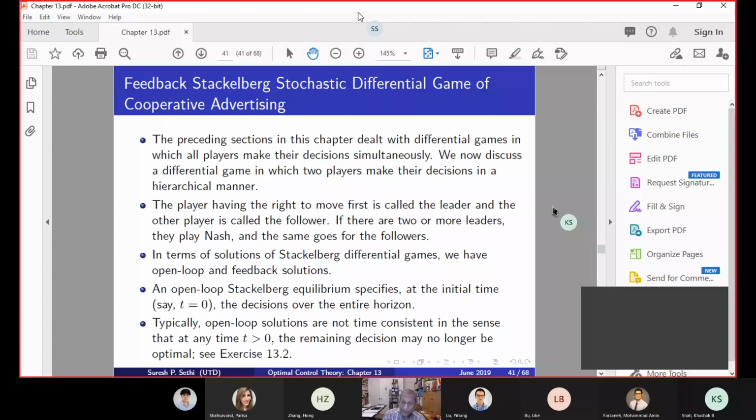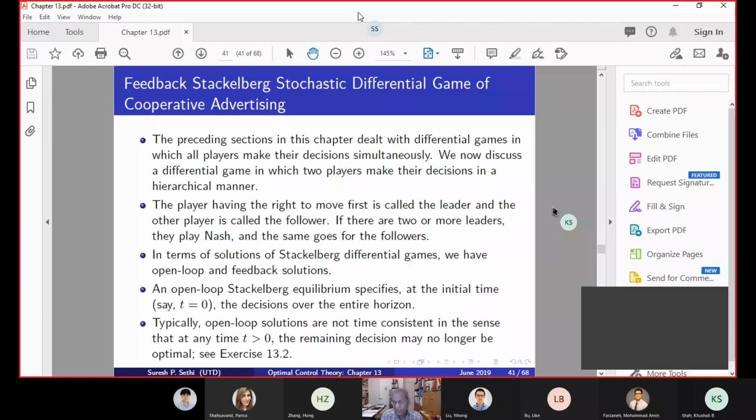So in open loop, what happens is that the leader decides the entire strategy of the time horizon at time 0. And then the follower decides his strategy after knowing the leader's strategy. It is clear that in general, the solution will not be time consistent.